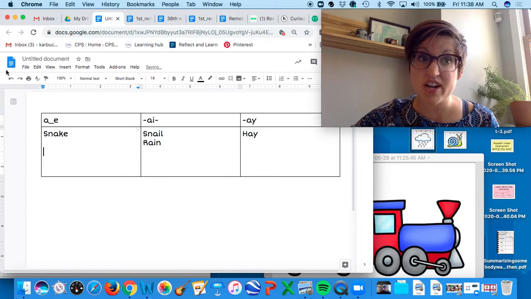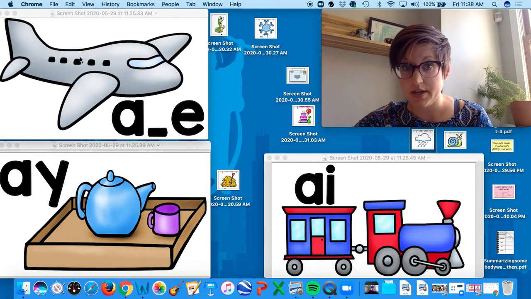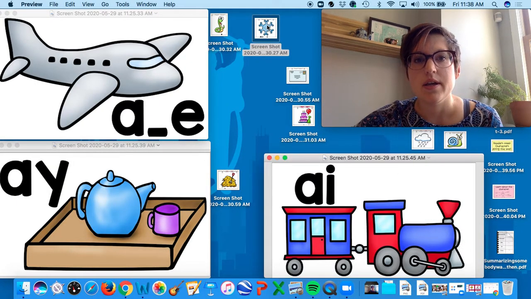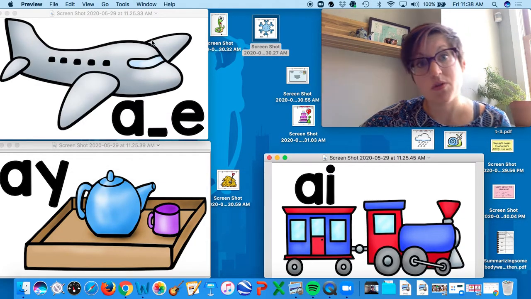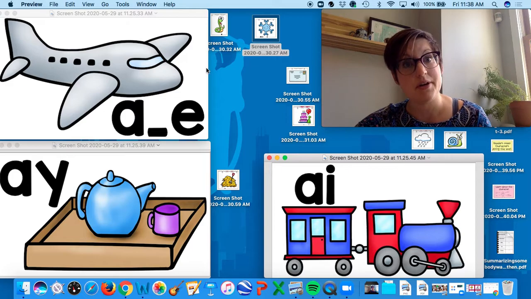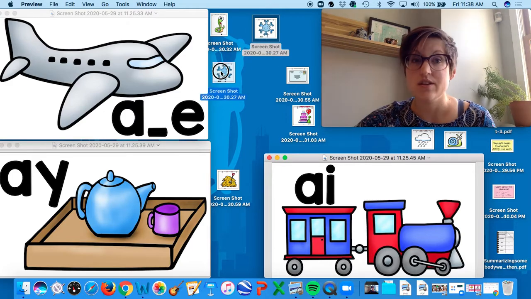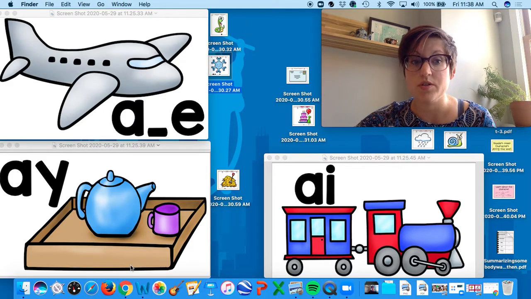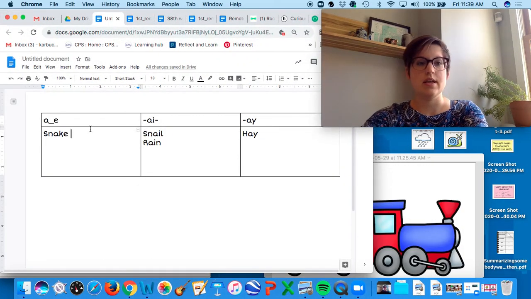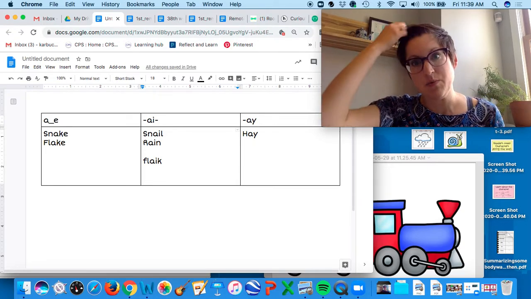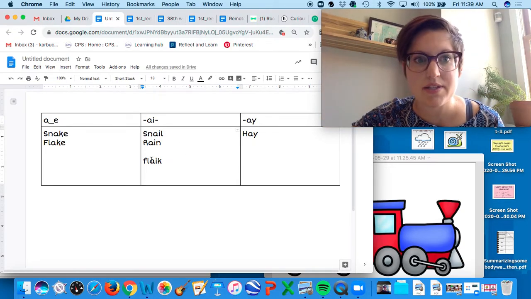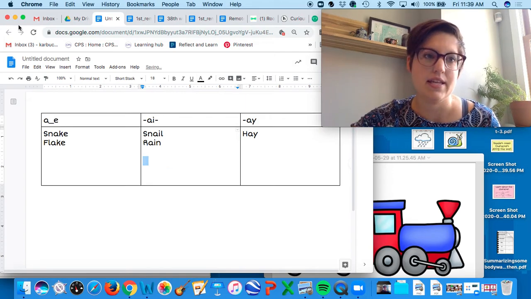So that's another strategy you can use if you don't know which one it is. Our next one is flake. Now, I think flake rhymes with a word we've already figured out up here, and it would rhyme with snake. So flake would also have our A silent E, F-L-A-K-E. And again, if you didn't know, you could try to spell it with our AI and then realize that does not look right to us. So that is our A silent E.